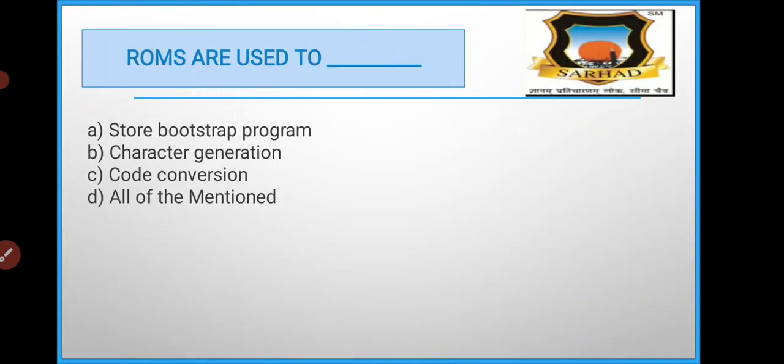Question number 24. ROMs are used to dash dash. Option A, store the bootstrap program. Option B, character generation. Option C, code conversion, and option D, all of the mentioned.